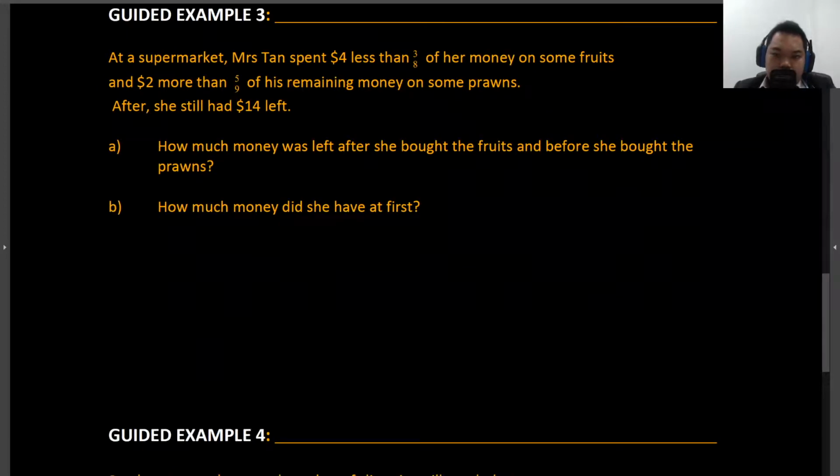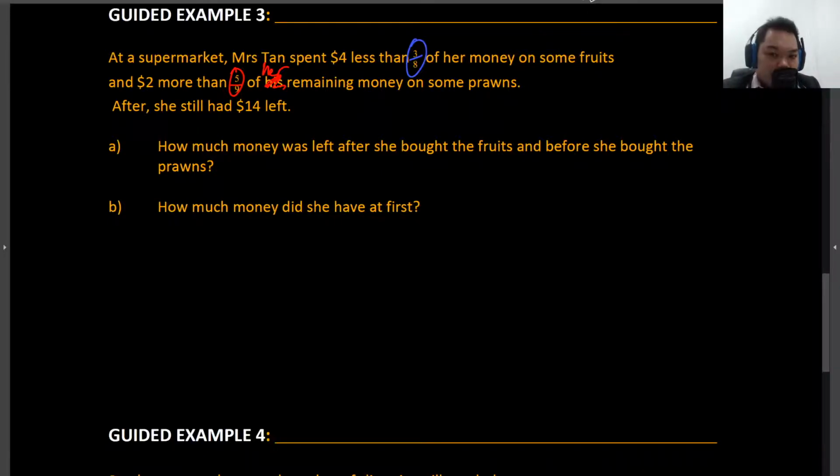Let's go on to number 3. Now at the supermarket, Mrs. Tan spent $4 less than 3/8 of her money on some fruits and $2 more than 5/9 of her remaining money on some prawns. After that, she still had $14 left. How much money was left after she bought the fruits and just before she bought the prawns? And how much money did she have at first?